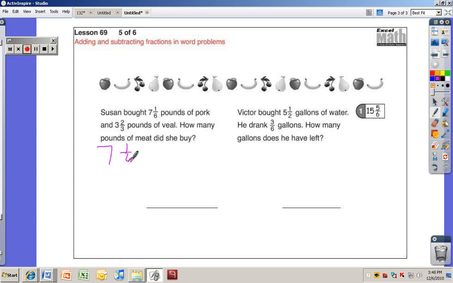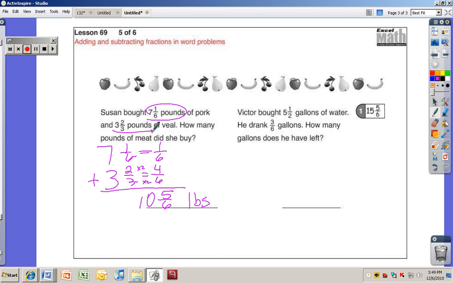We've got 7 1/6, 3 2/3. Common denominator, 6 and 3 is 6. 1/6 is 1/6. 2/3 is 4/6 because 3 times 2 is 6 and 2 times 2 is 4. You're going to add these together to find out how many total pounds of meat she bought. Comes out to be 5/6, and 7 and 3 is 10. 10 and 5/6 pounds. Again, don't forget your label there.